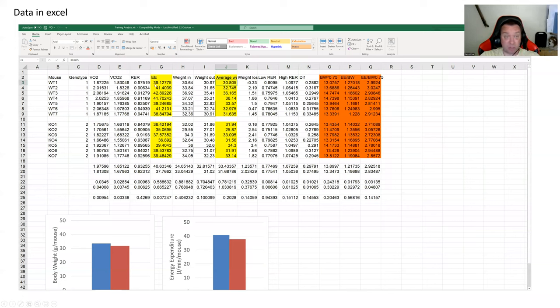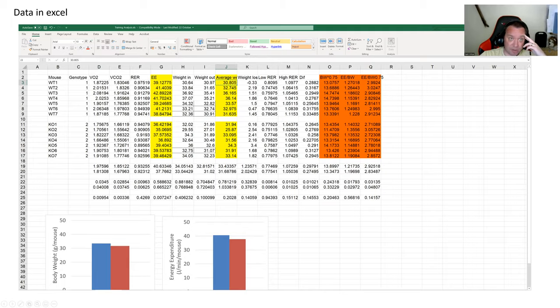And you can see here, we've got an energy expenditure for wild type one mouse of 39. In this case, it's joules per minute per mouse. And we have an average weight, weight in and weight out, averaged at 30.8 grams. And so this is the data we're going to work with.